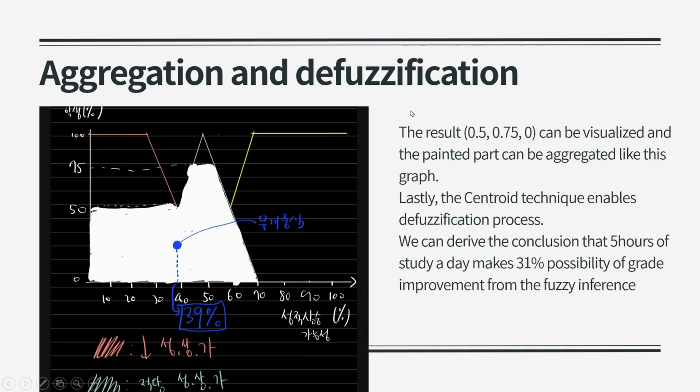Next, aggregation and defuzzification. The result 0.5, 0.75, and 0 can be visualized, and the painted part can be aggregated like this graph. And lastly, the centroid technique enables the defuzzification process. We can derive the conclusion that 5 hours of study a day makes 31% possibility of grade improvement from the fuzzy inference.